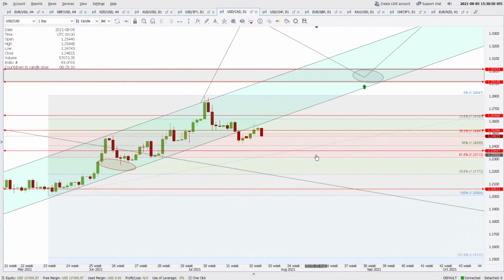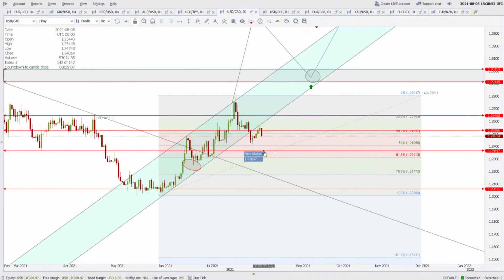Now this is what is happening right now. So what is next now in this price? I think USD CAD is looking for 1.2364 to be seen, maybe this week or maybe next week. This is what I'm expecting. So should you open a sell position here? Let us see.